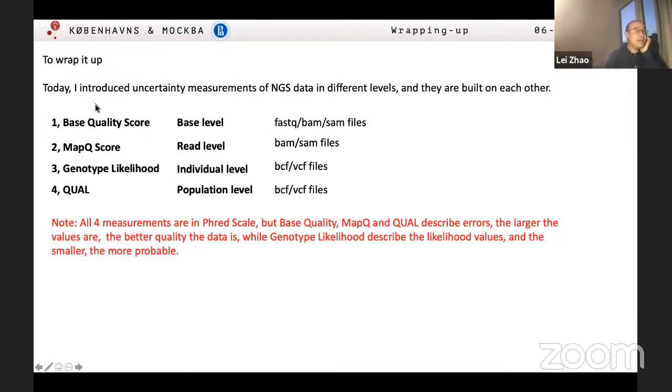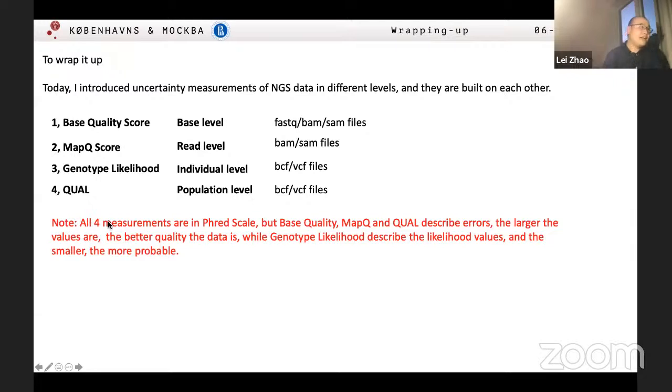So today I went through all these 4 uncertainty measurements, which are base quality score, MapQ score, genotype likelihood, and the QUAL score. Base quality is base level, and MapQ score is read level. Genotype likelihood is individual level, and QUAL score is population level.